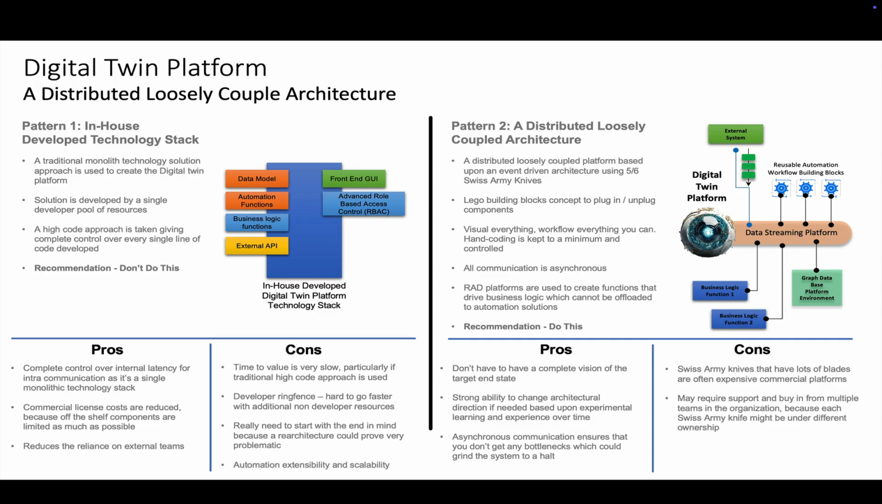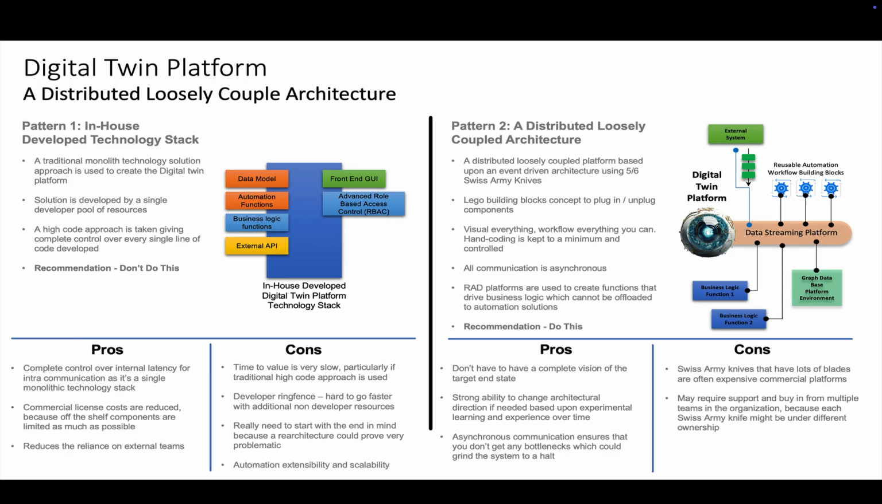A primary guiding principle is to ensure that the blades used from a Swiss Army knife are loosely coupled. This gives us a Lego building block architecture which makes it much easier to plug in new components or unplug end-of-life or legacy components. We look to visualize everything we can, including using a workflow-based solution, particularly for use cases such as automation. Hand-coding a function is kept to a minimum and is strictly controlled.